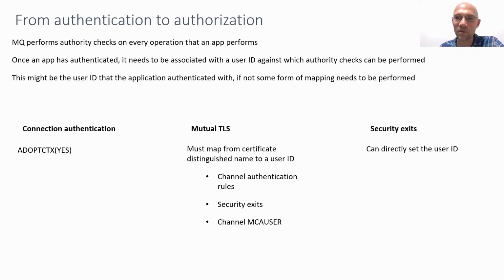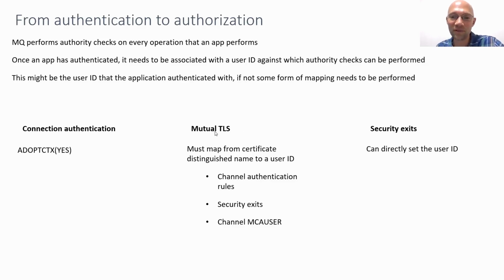You have other options, which are to use security exits in order to assign a user ID to the connection, and also the MCA user on the channel definition. That's probably the least preferred option. That is on the channel definition, and therefore any connections into that channel that are successful will use the same user ID, which might not be what you want.